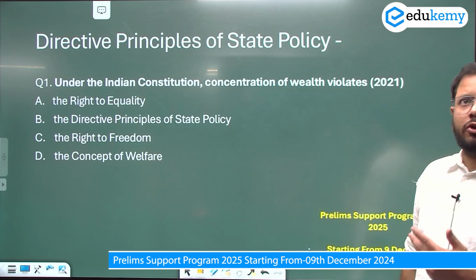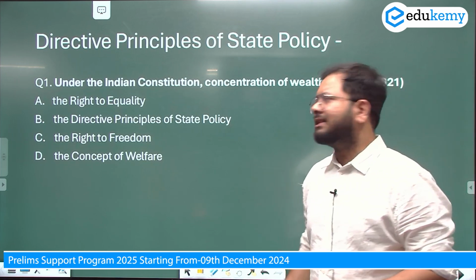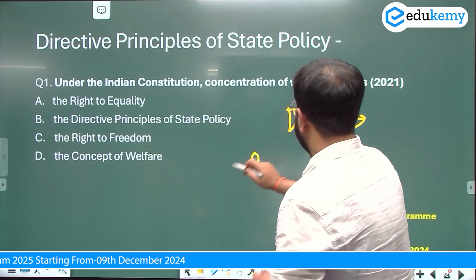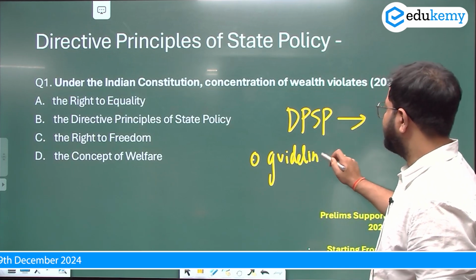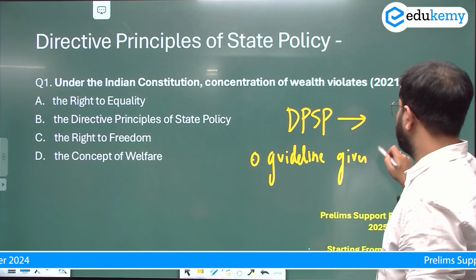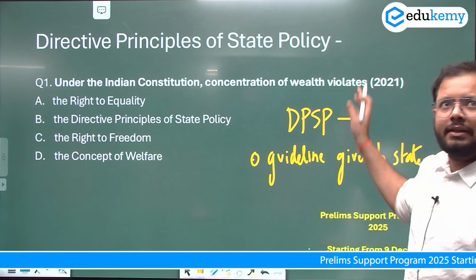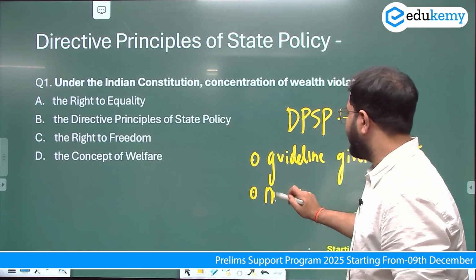If you want to solve questions about Directive Principles of State Policy, you should know some facts about DPSP. So let's write some facts about DPSP. It is a set of guidelines given to the state to make policies based on those directive principles. Second, it is non-enforceable.